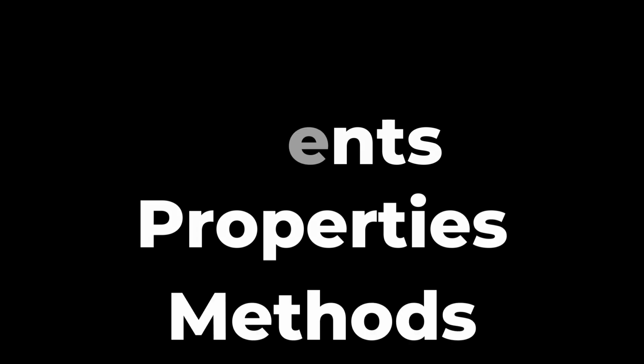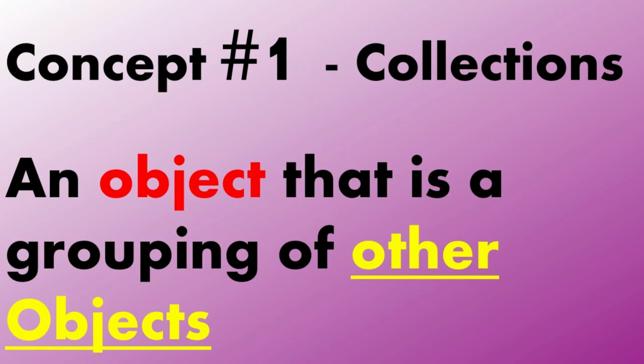When you first begin learning VBA, regardless of application, there are 4 concepts you should be very familiar with: collections, events, properties, and finally, methods. Let's tackle the first concept because it's the easiest. Collections. A VBA collection is an object that is a grouping of other similar objects.